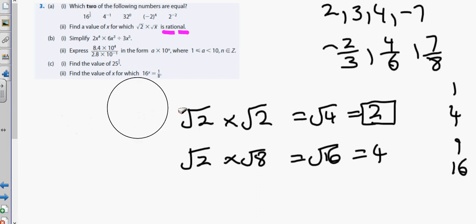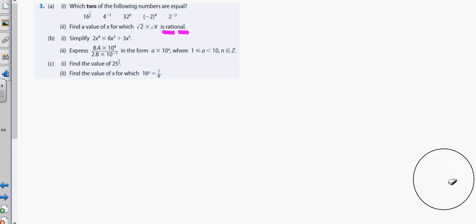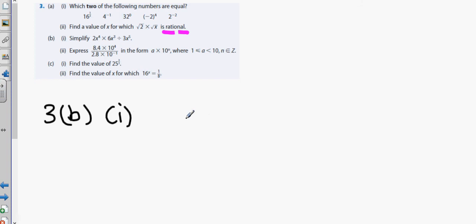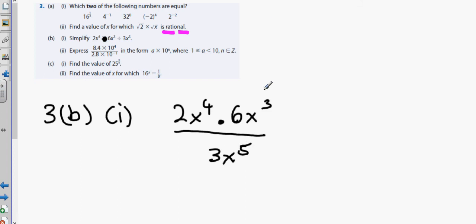Okay, next question, 3b part 1. Now 2x to the power of 4, multiply by, I'm going to use the multiply sign as a dot, multiply by 6x to the power of 3, divide all this by 3x to the power of 5. Now let's start off with the normal numbers. 2 multiplied by 6 is 12, 12 divided by 3 is 4. So 4 is what's left of the normal numbers.